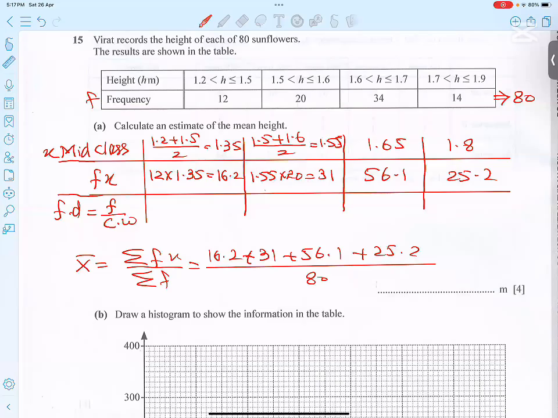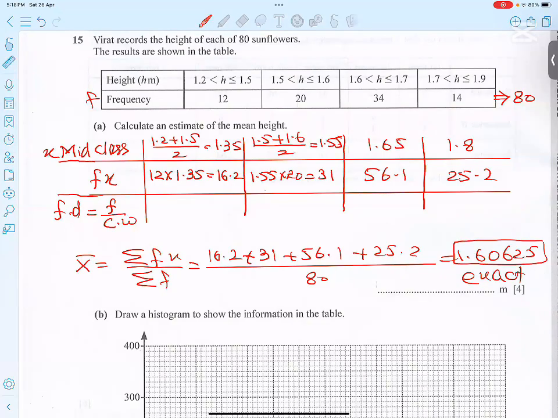And after calculating the answer, I am getting 1.60625, and there's no number after. This is called an exact answer. You know, student, when we get an exact answer, then don't do any rounding.